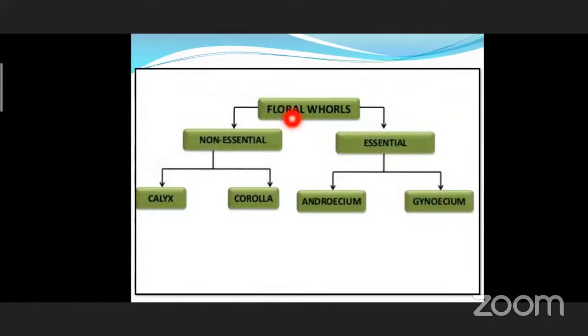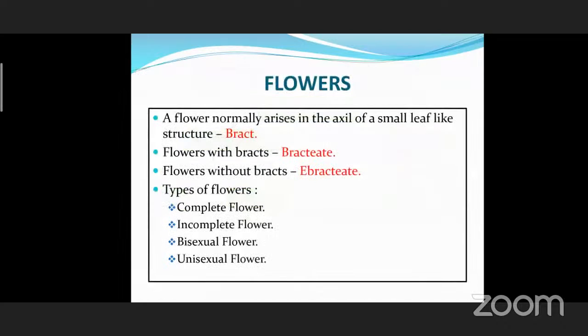Next, floral whorls. Floral whorls are non-essential and essential whorls. Non-essential whorls are first calyx, and another one corolla. These are the two non-essential whorls. And essential whorls, androecium and gynoecium. Androecium is the male reproductive organ. Gynoecium is the female reproductive organ. Androecium and gynoecium both are essential whorls. Next we will go with the slide.